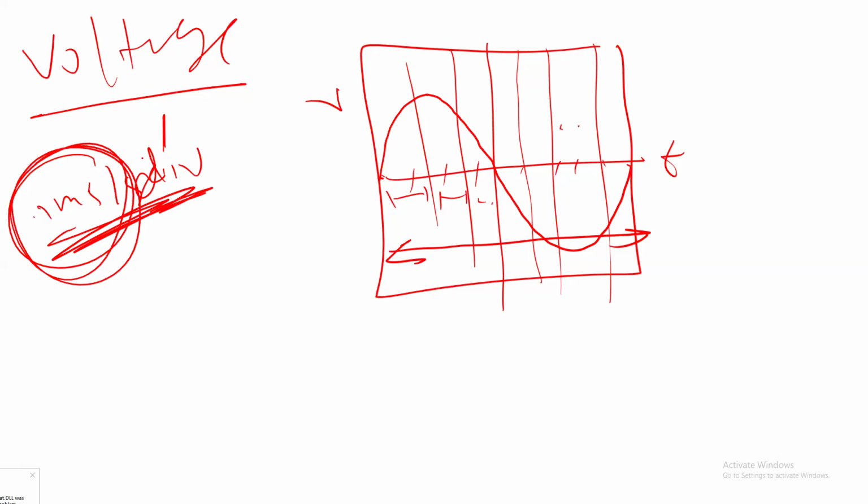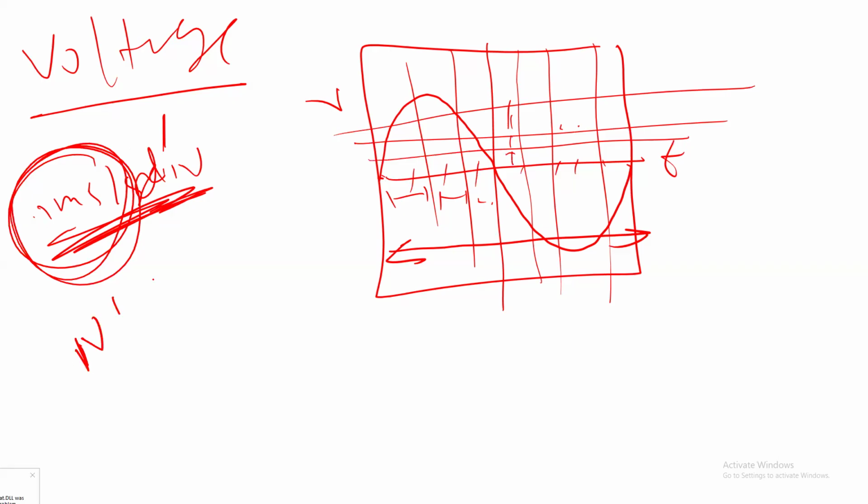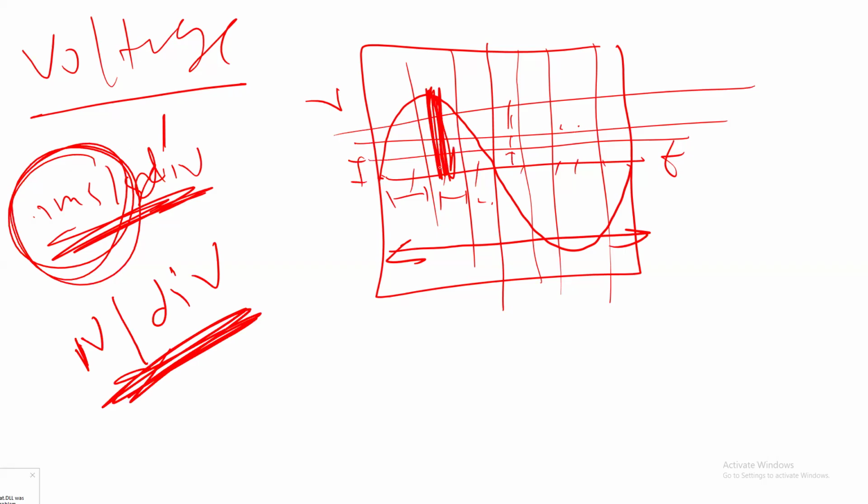Same thing for the voltage. If you want to measure the voltage, you see how many squares you have here. It will also be given to you, for example, 1 volt per division. That means every division here is 1 volt. So if I want to measure the peak, I can use 1 volt per division.